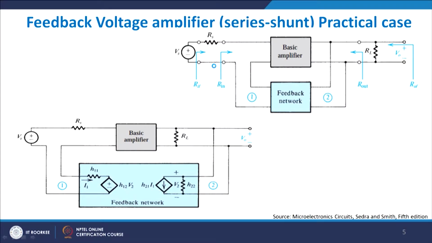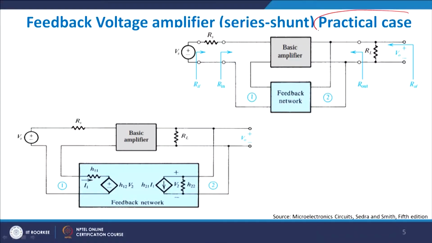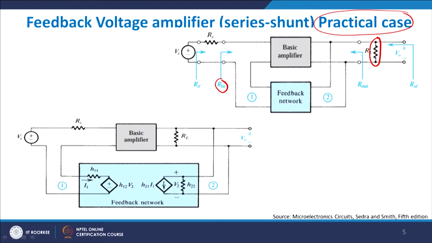Now we do the same thing for all the 4 networks and see how it works out. This is basically a series shunt, the previous case, but let us look at a practical case in reality, which means that you do have a loading here. I have a load here, and RIF is the input resistance which you see, Rn is basically my input resistance without feedback, and RIF is the input resistance with feedback. Now, Rs is basically the voltage source here. What we try to do is convert it into a 2-port network, which is basically the H parameter analysis which we do.